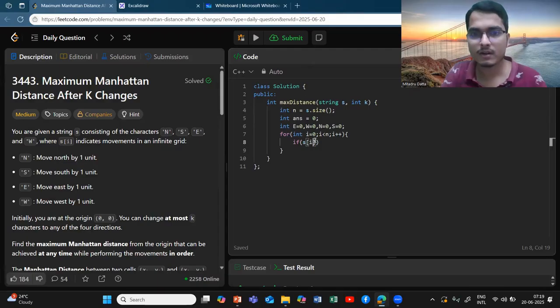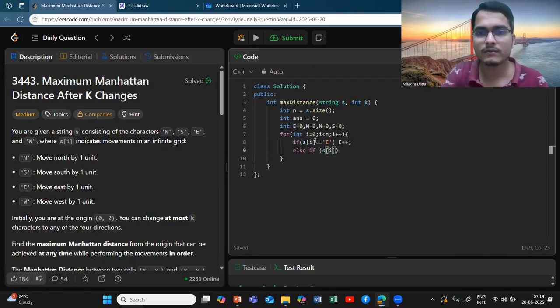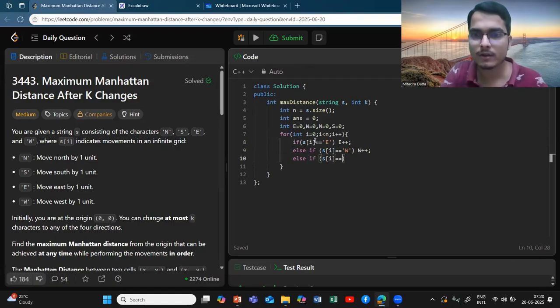How will you count? It's simple. If s of i equals east, you increment east plus plus. Else if s of i equals west, you increment west plus plus. Else if s of i equals north, you increment north plus plus. Else the only possible option is south, so you increment south plus plus.